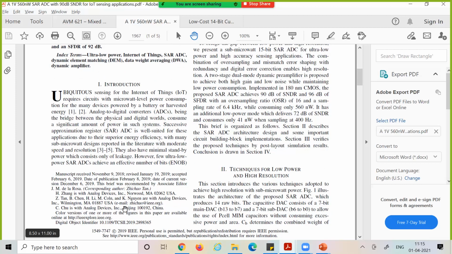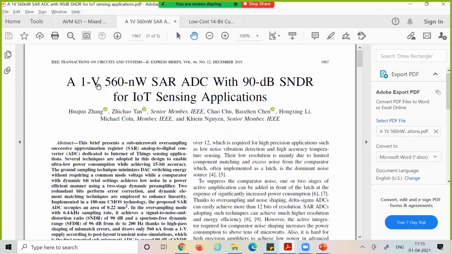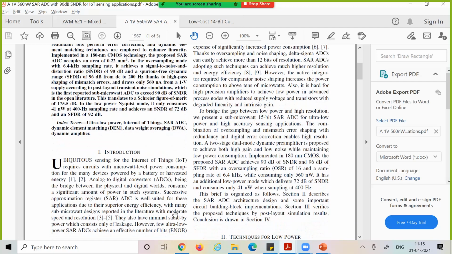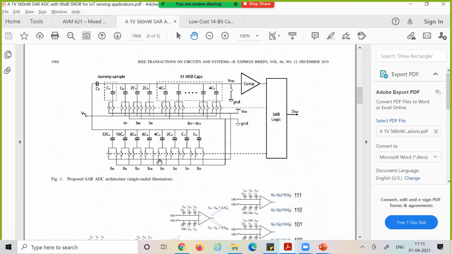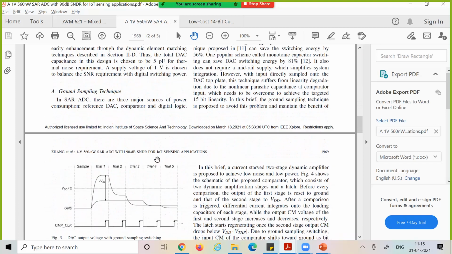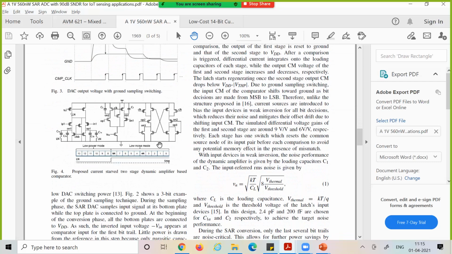I think all of them are from Analog Devices. And it's a very ultra low power SAR ADC. It's a very interesting paper. I would like you to go through it. It's a SAR ADC. They have talked about some techniques, some ground sampling technique and other things.